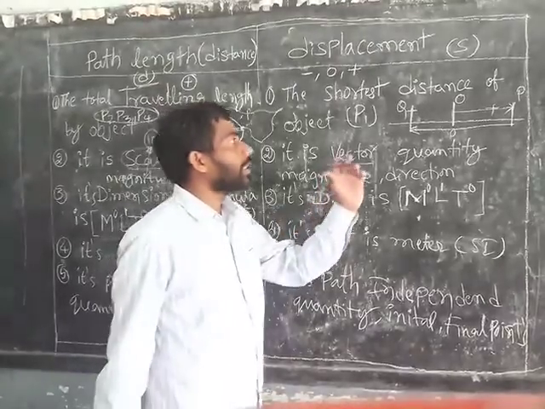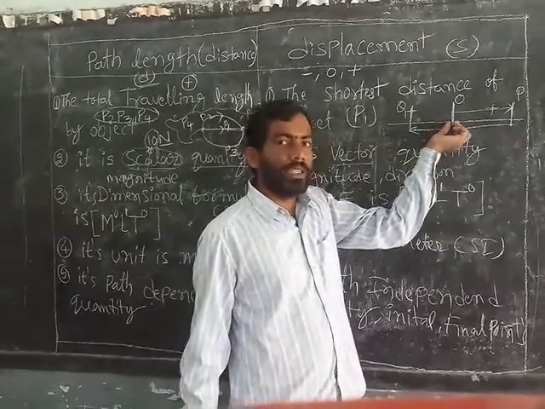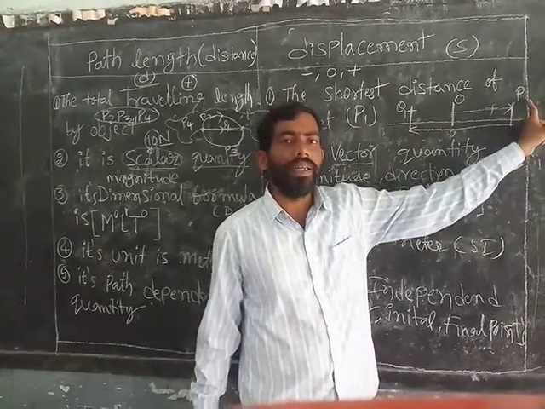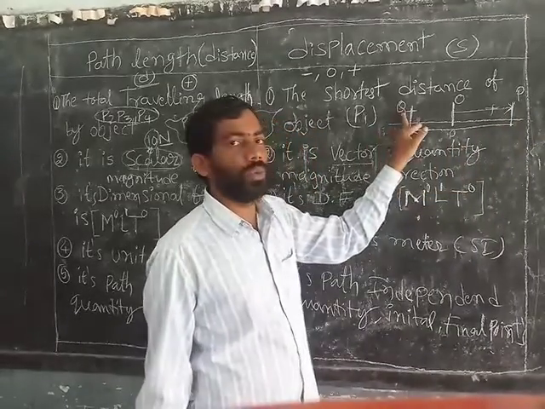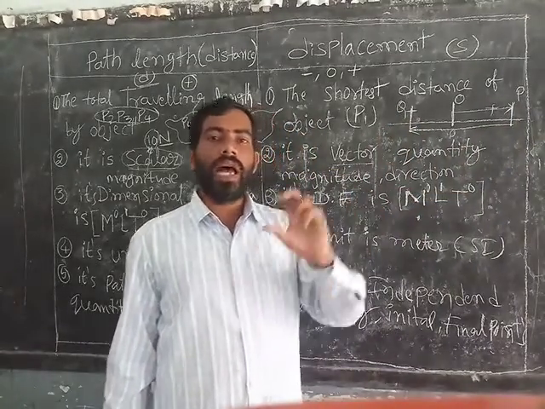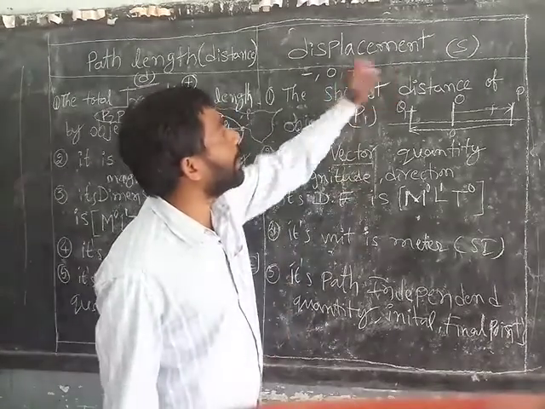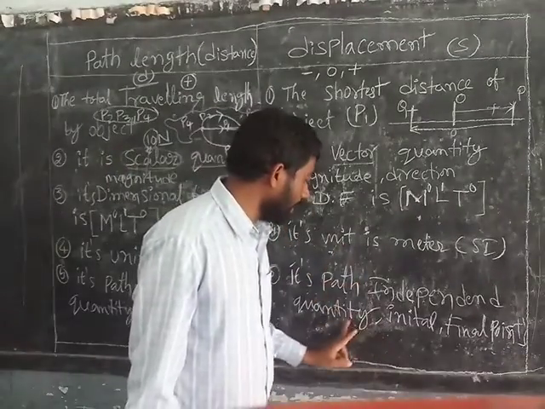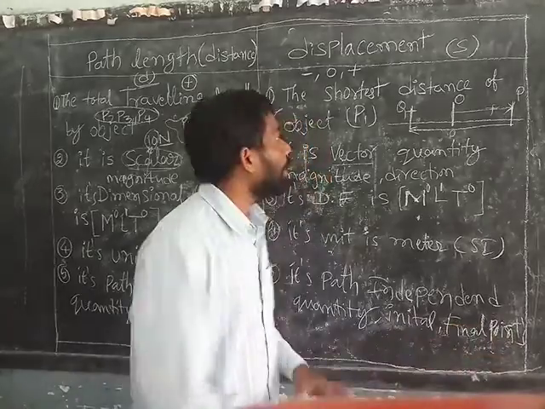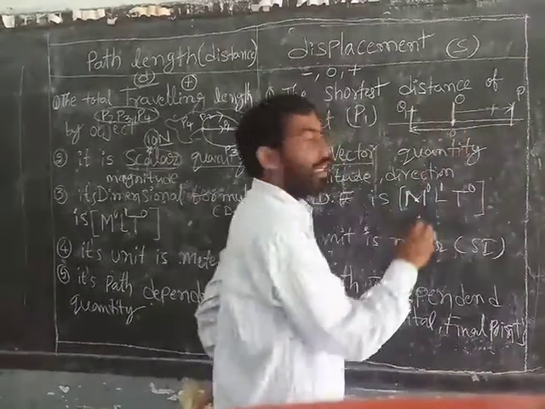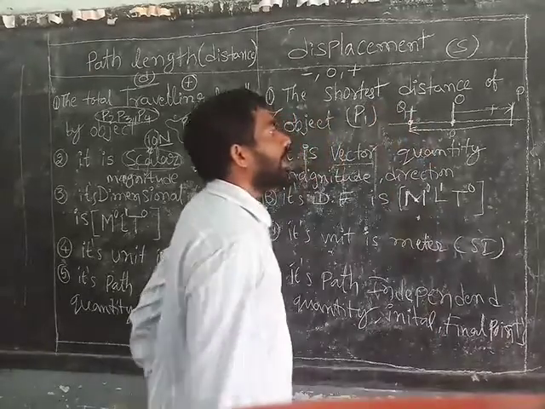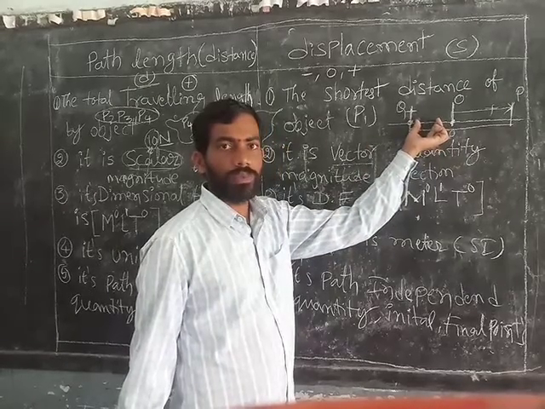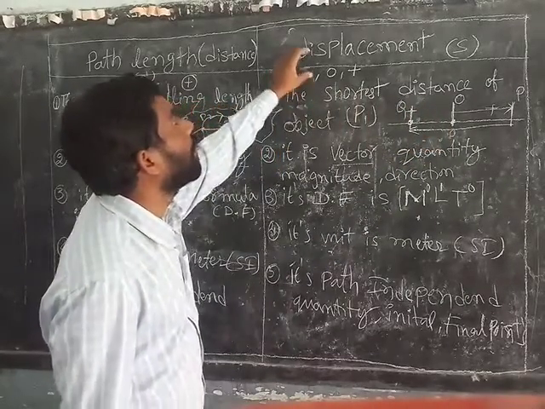Clearly observe it. Suppose an object in motion starts at point O and reaches P. Then again it returns and comes to Q. Now you have to calculate the displacement. The displacement depends on the initial and final point. Now this is the initial point, and this is the final point. In this number axis, its value is negative. That's the meaning of negative value of displacement.